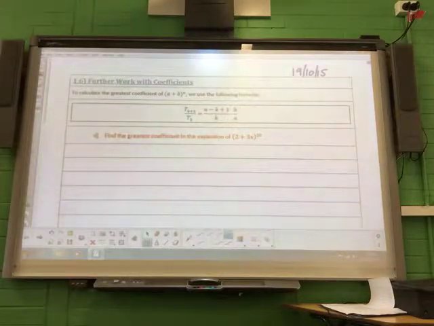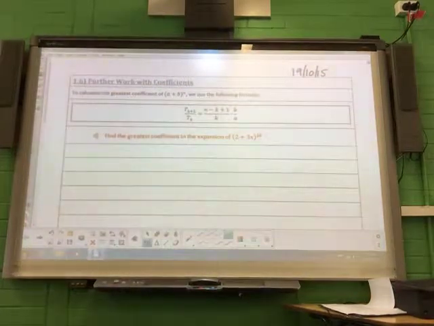Right, so to calculate the greatest coefficient of our binomial product of (a + b)^n, we can use the following formula. Okay, so we can work this out longhand as well, and I'll show you one example where you can. So in case you don't remember that formula, we can go through the process and working it out.